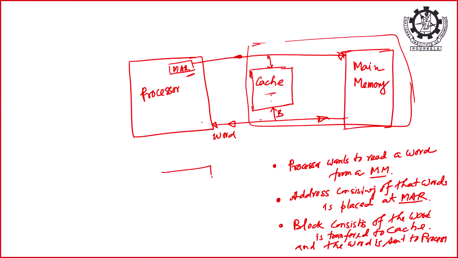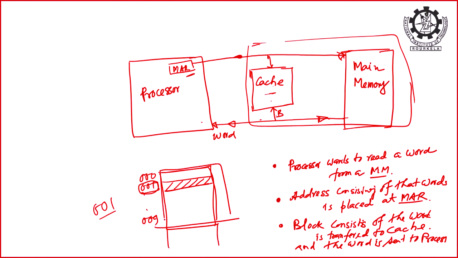Suppose we have a main memory with addresses 000, 001 and so on up to 009. A block is nothing but a set of continuous memory addresses. Now, the processor wants the word which is located at address 001. So the processor will generate the address 001, it wants only this one, but the main memory module will send this entire block of 10 words to the cache memory, and then the particular word will be sent to the processor.